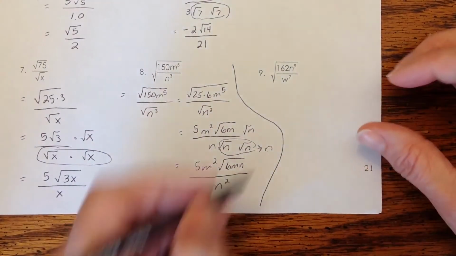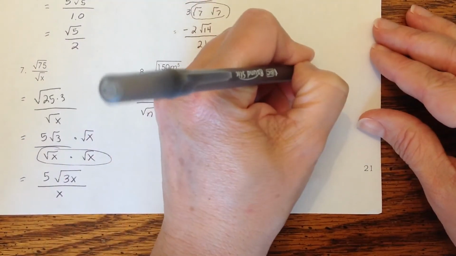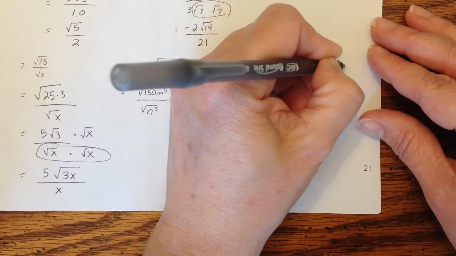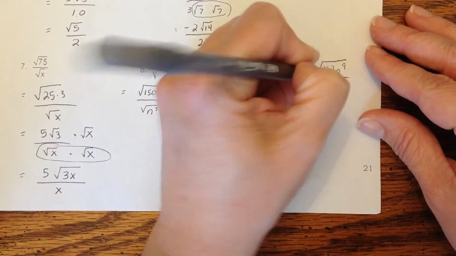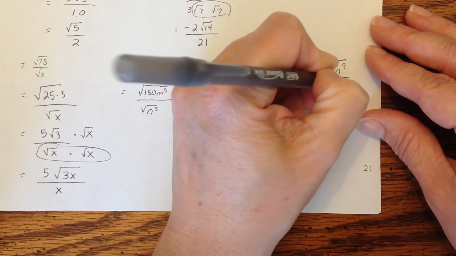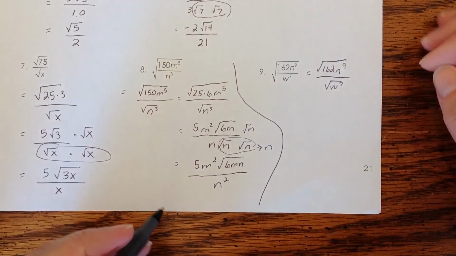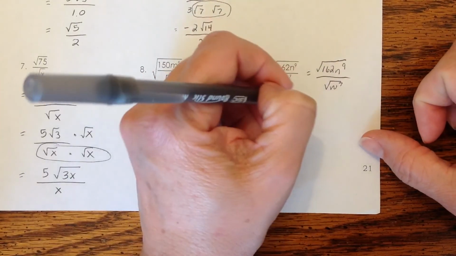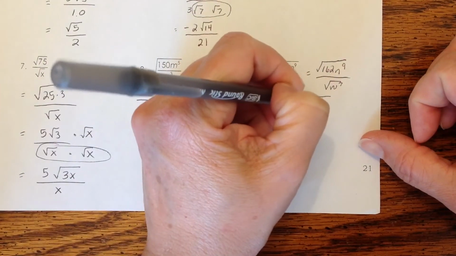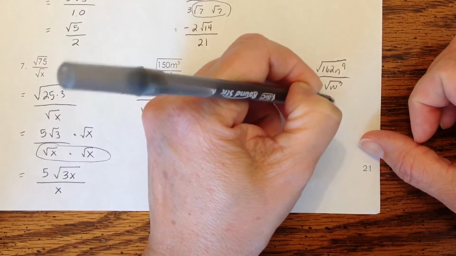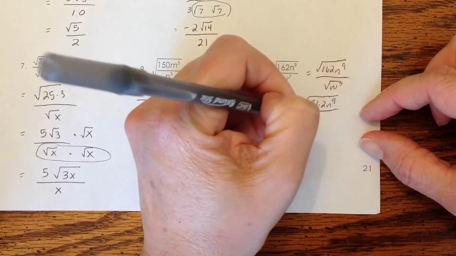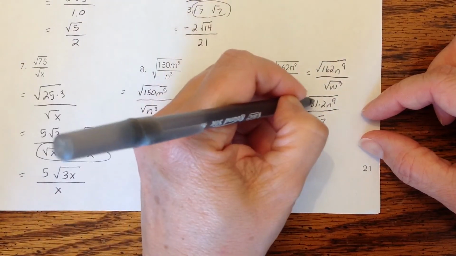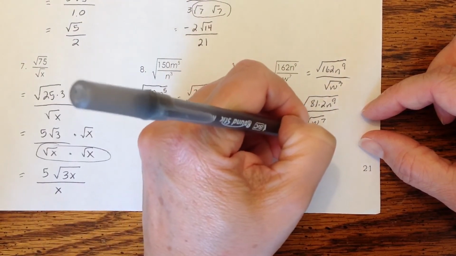So I am going to say that I have the square root of 162 n to the 9th over the square root of w to the 7th. I'm going to find what perfect square sits in here, so that's 81. So I get the square root of 81 times 2n to the 9th over the square root of w to the 7th. Now this becomes 9n.